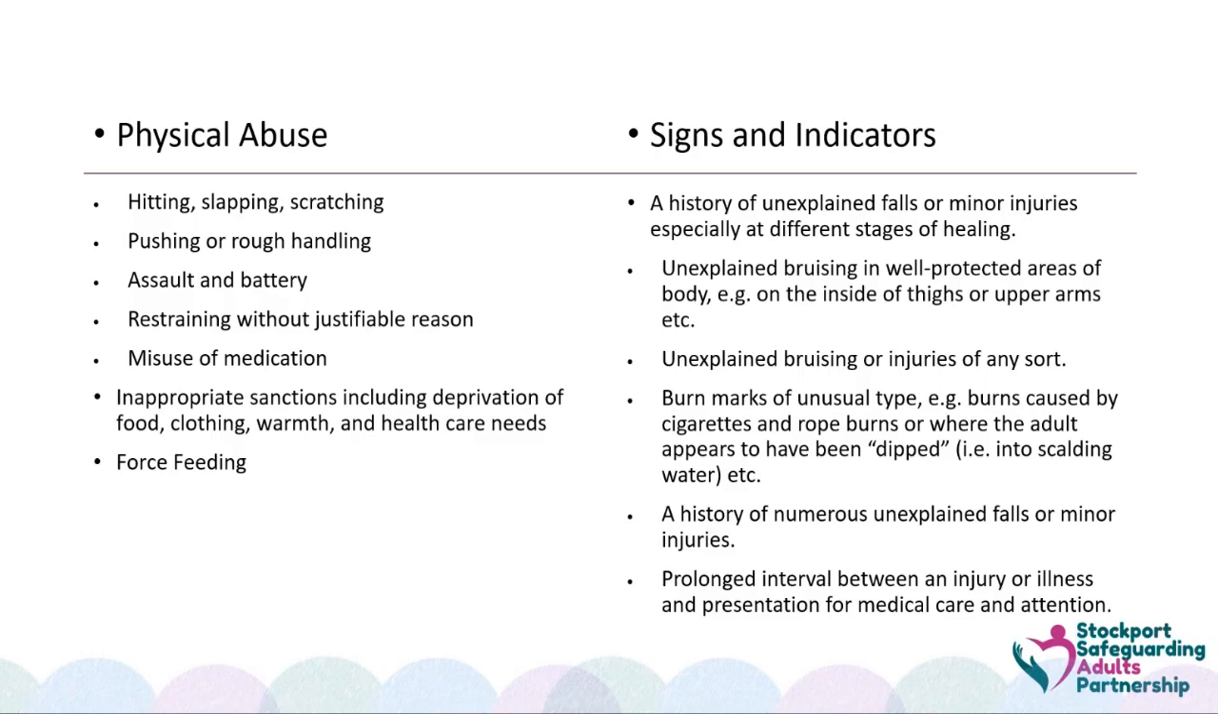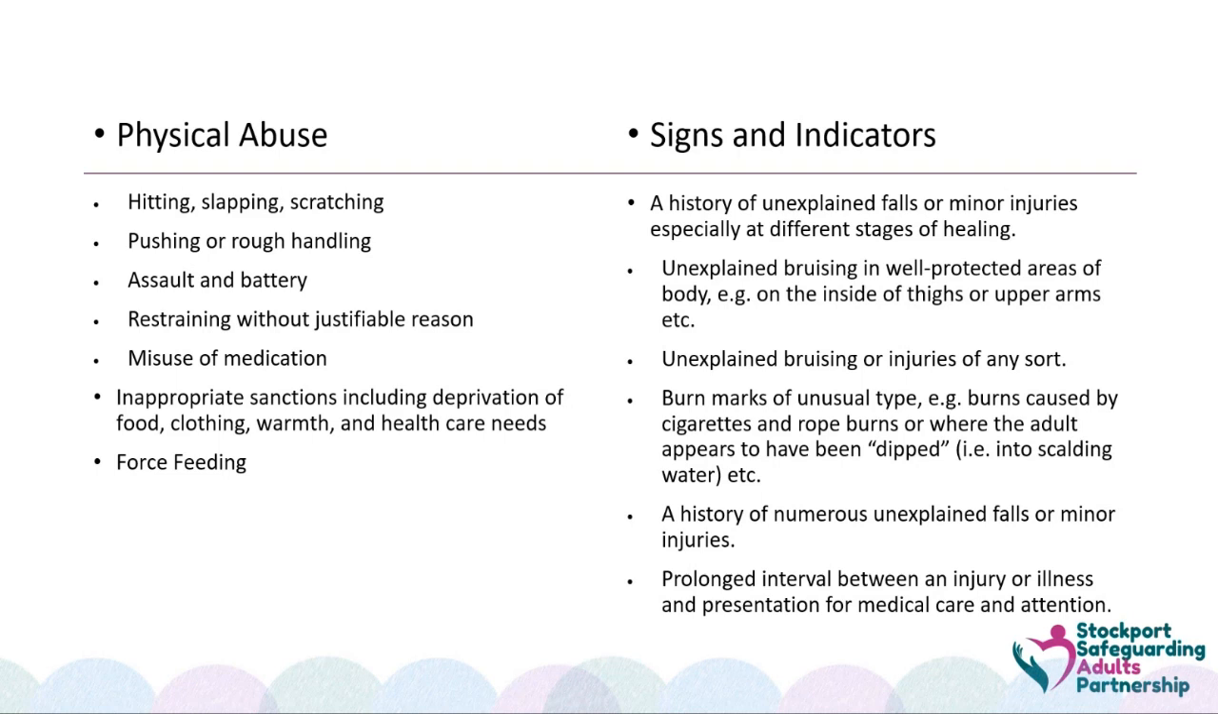So the first type of abuse is physical abuse, and that may be where you see that an individual has been hit, slapped, or scratched. They may have been pushed, or they may have been handled roughly. They may have been restrained without any justifiable reason. With physical abuse, there may be misuse of medication, and on some occasions, inappropriate sanctions, including deprivation of food, clothing, warmth, and healthcare needs. On some occasions, an individual may have been force-fed.